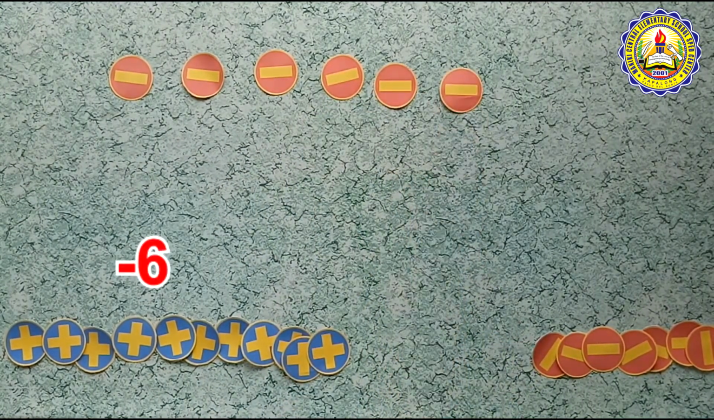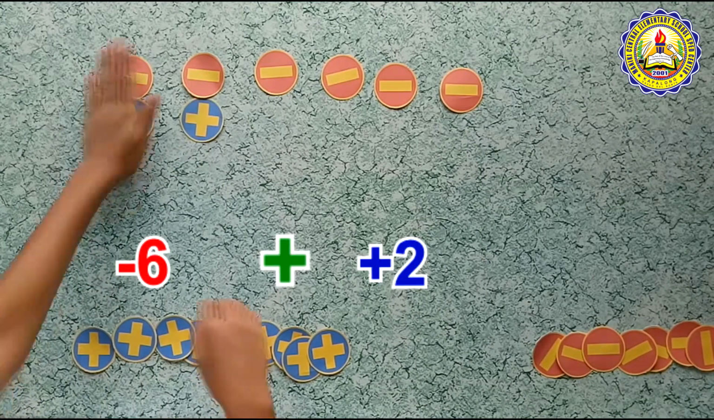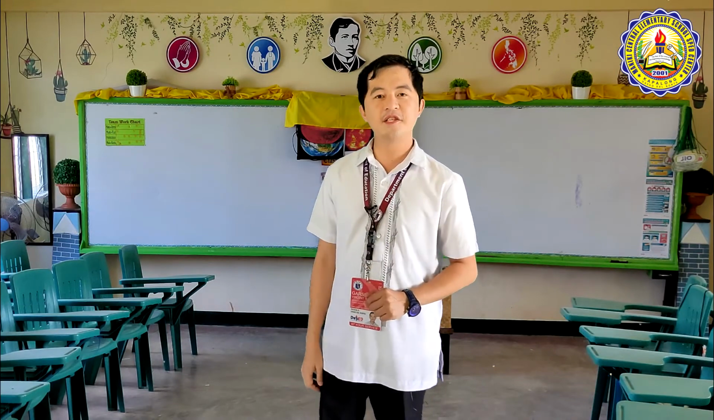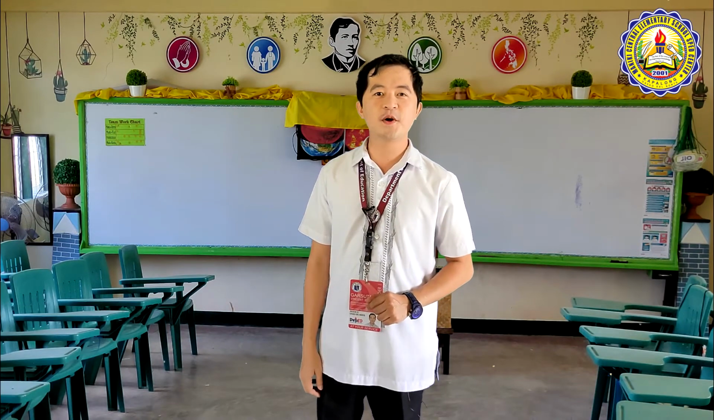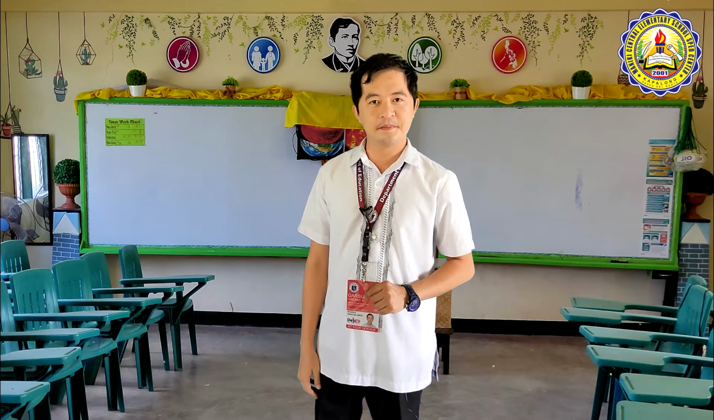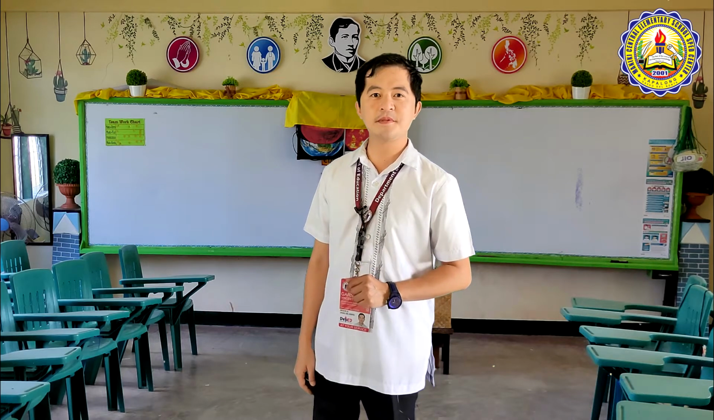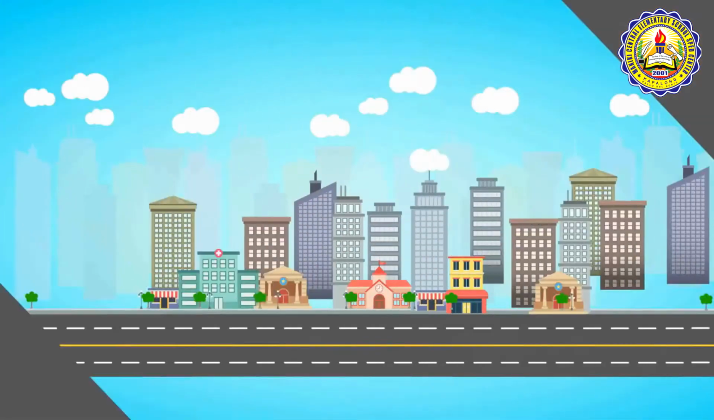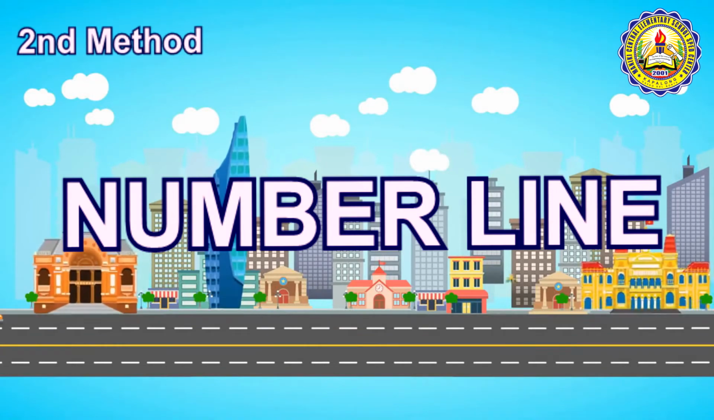Negative 6 plus positive 2 is equal to negative 4. It's easy, right? If you do not have chips in your home, you can use coins as the chips. Let the head be the positive chip and the tail the negative chip. Let's proceed to the second method, the number line.